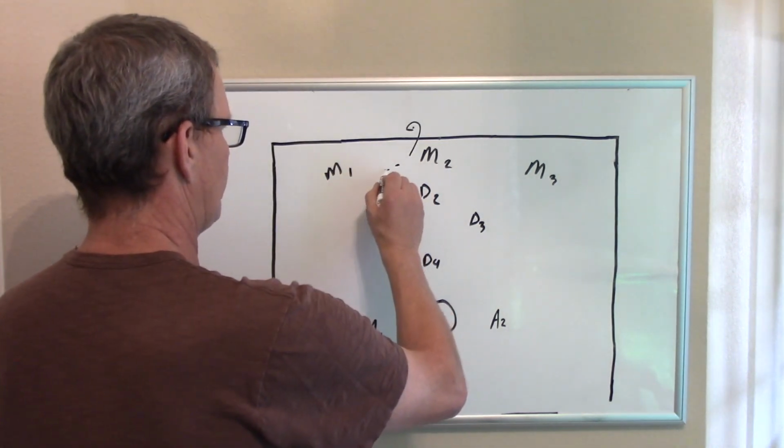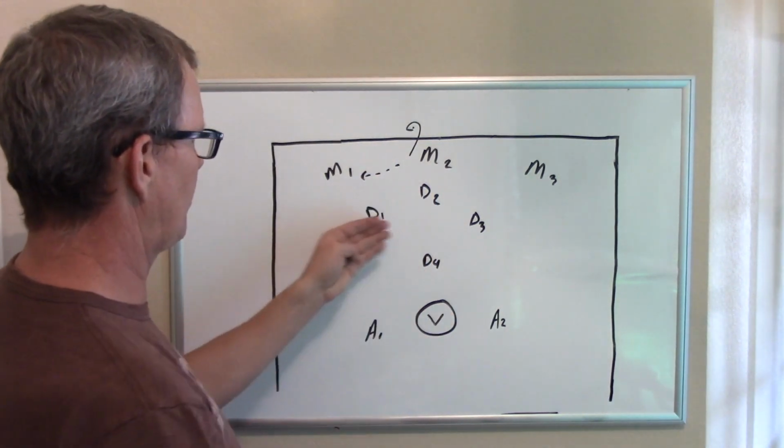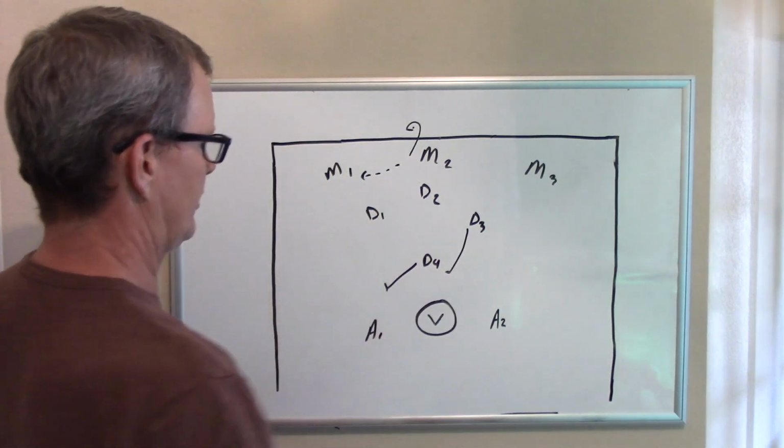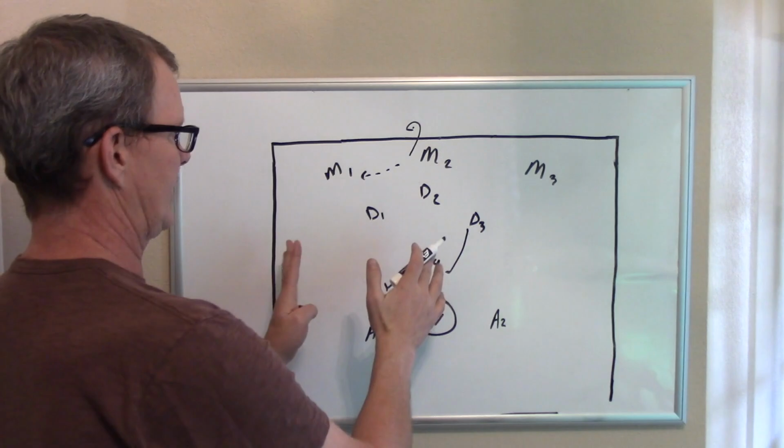So let's say that the ball moves to here. I've got ball. I've got right. I've got left. I'm splitting two. And that's how that's going to work.